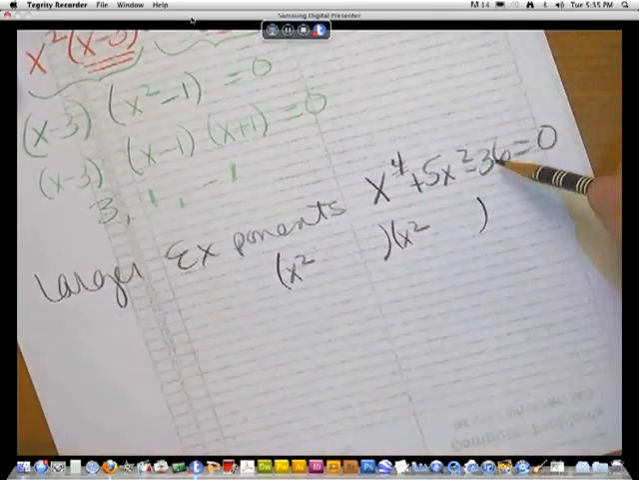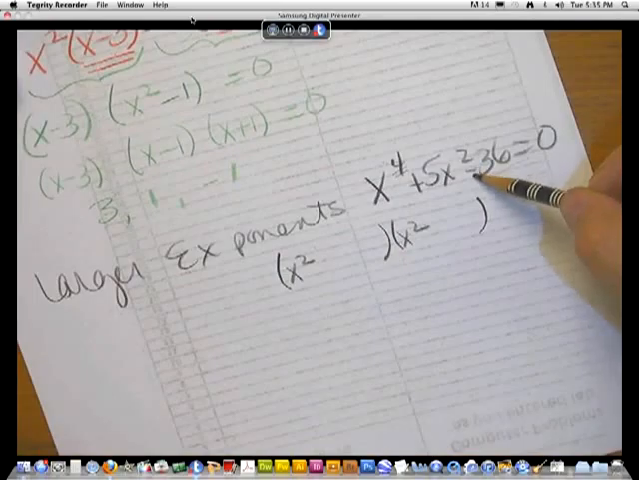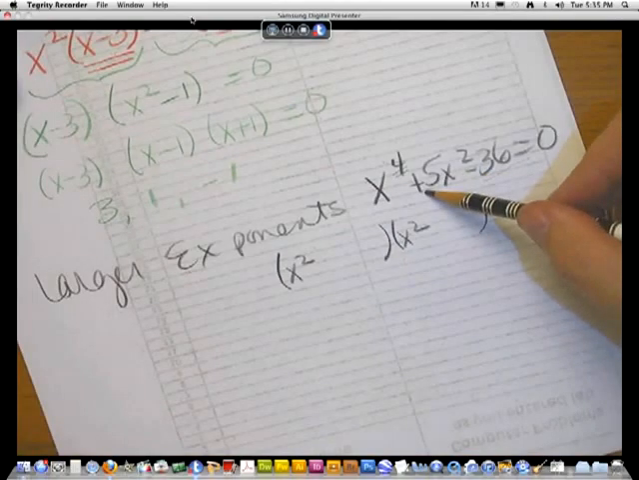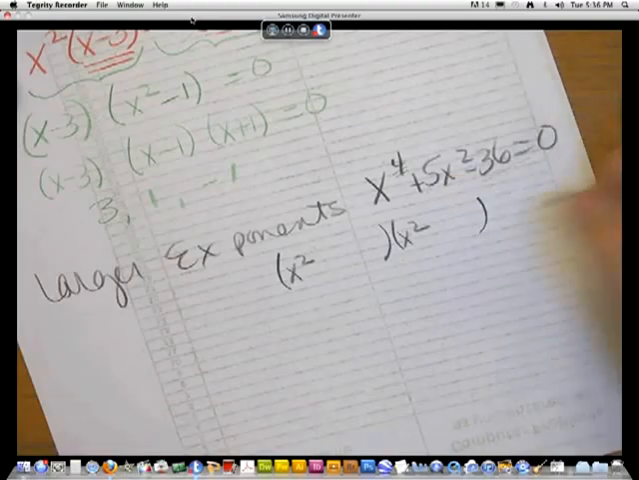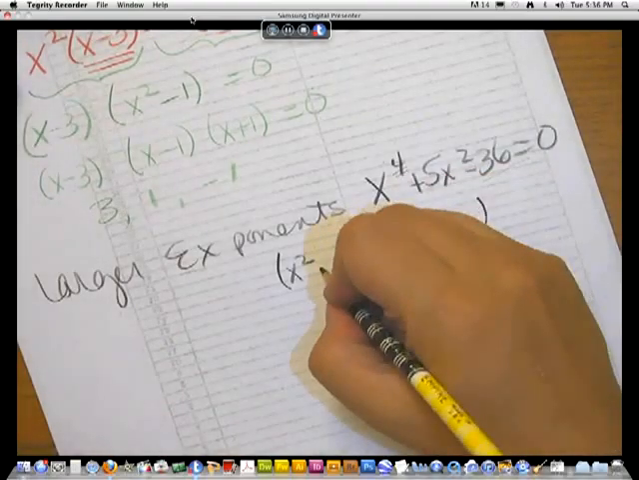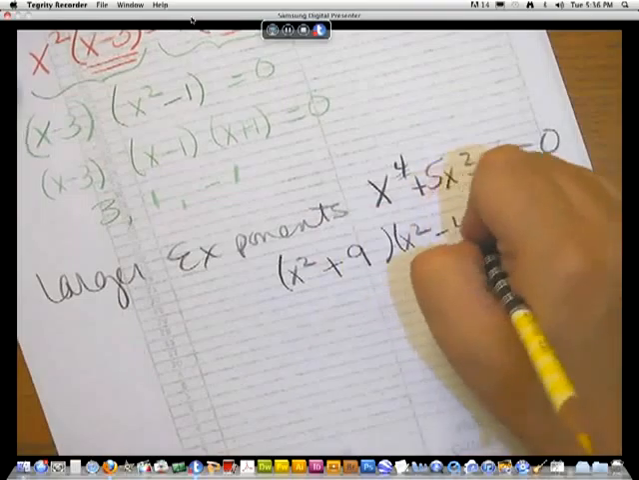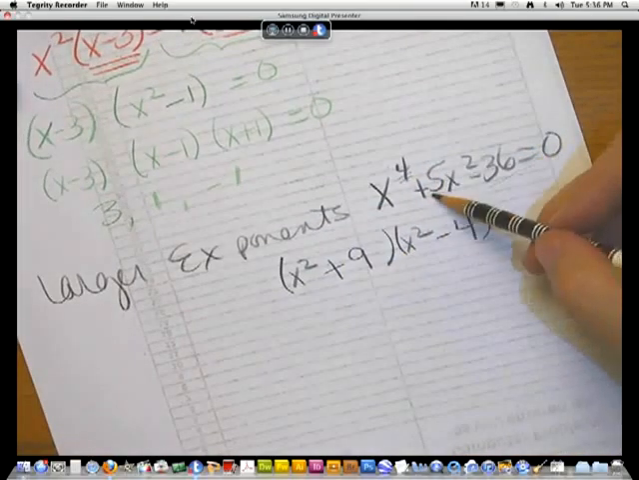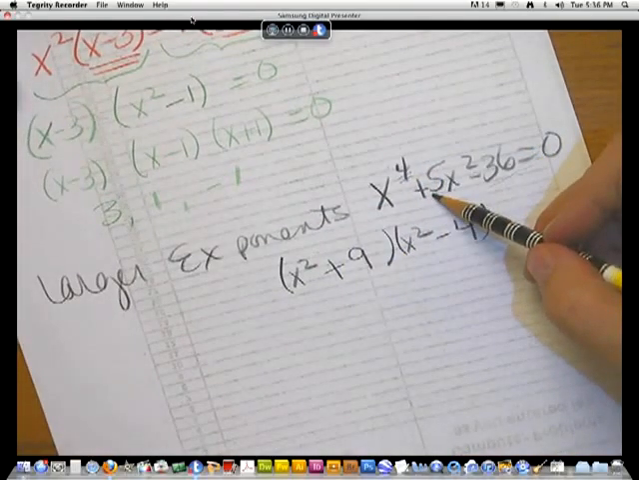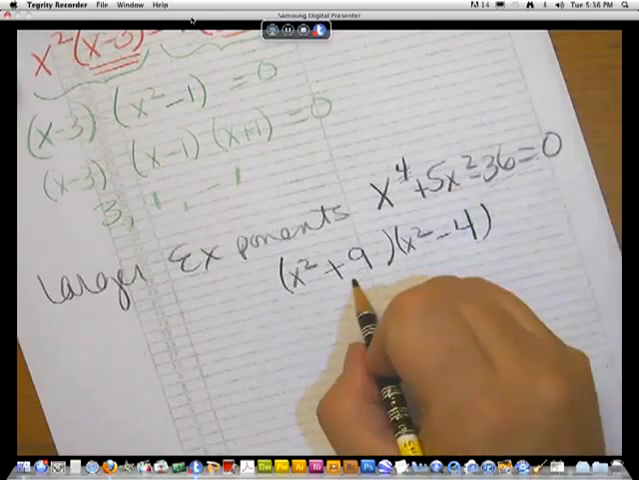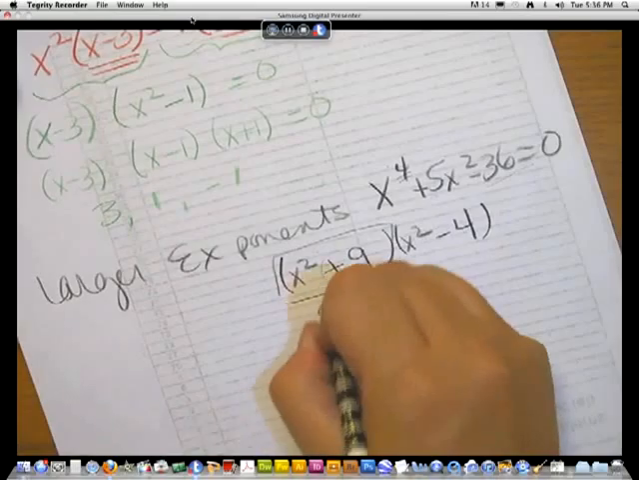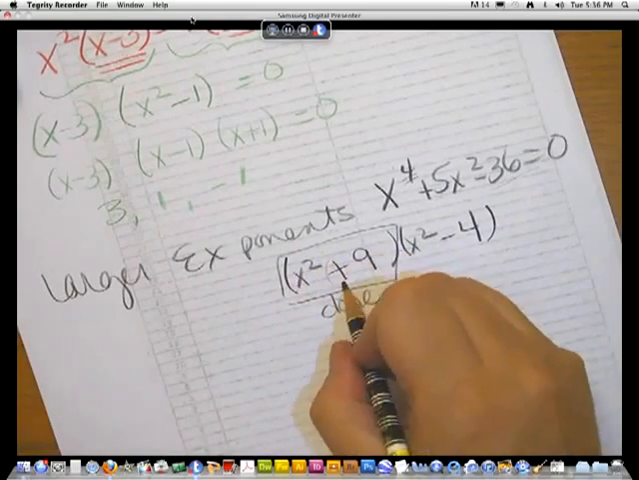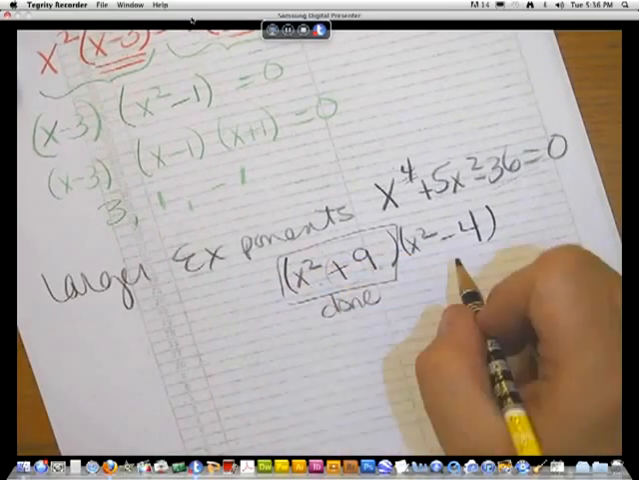Then it's a matter of the normal factoring. What multiplies to be 36 and subtracts to be positive 5? 9 and 4 will give me that. So I'm going to get positive 9 and negative 4, because that's how I'm going to get the positive 5. This cannot be factored any farther. That is done. You cannot do addition of 2 squares.